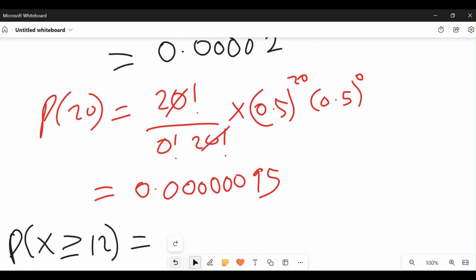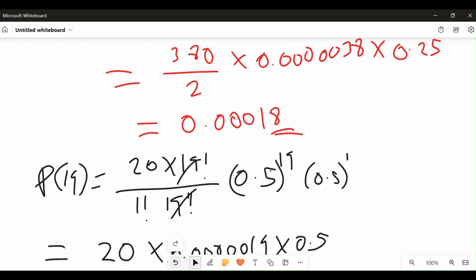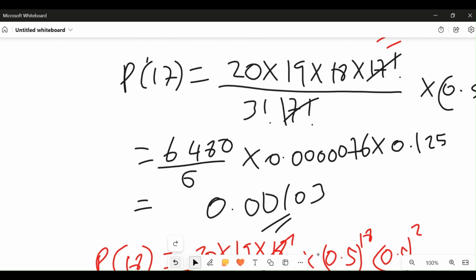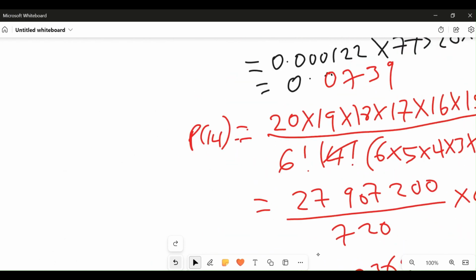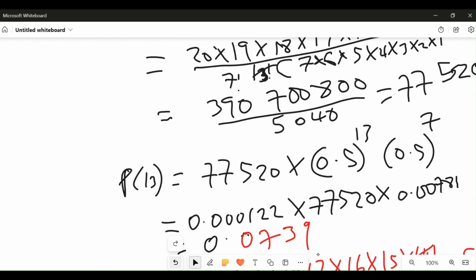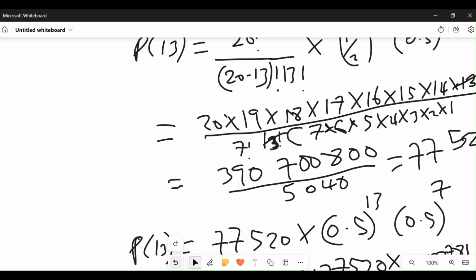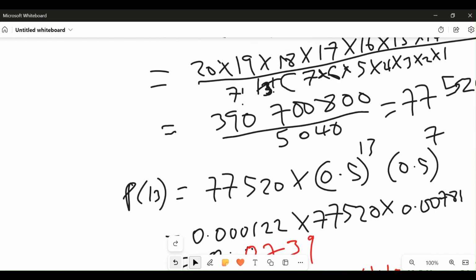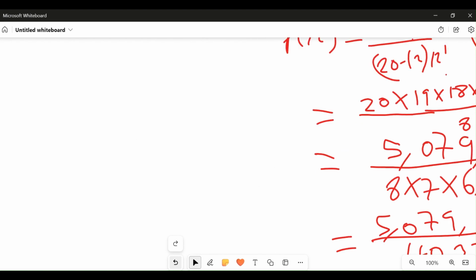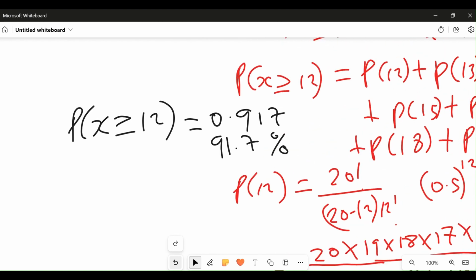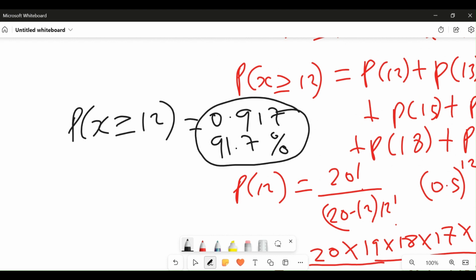Now you have to find the probability of S greater than or equal to 12. So you simply add your probability of 20 to the probability of 19, to 18, to 17, to 16, to 15, to 14 that you found, to 13, and to 12. When you do this, what you are going to get is the probability of S greater than or equal to 12. And when I press this on my calculator, I get 0.917, which in percentage is 91.7%.